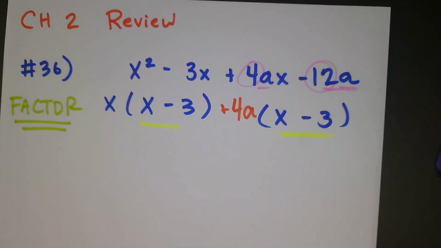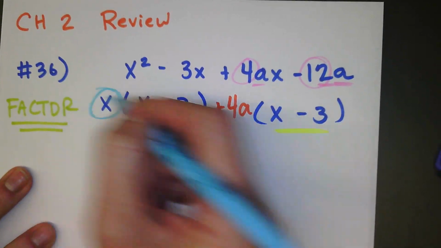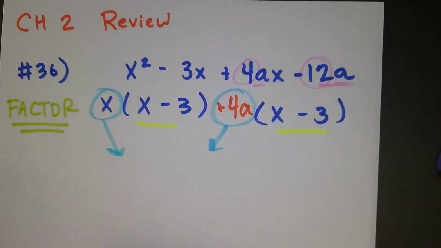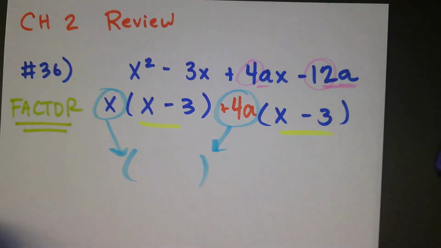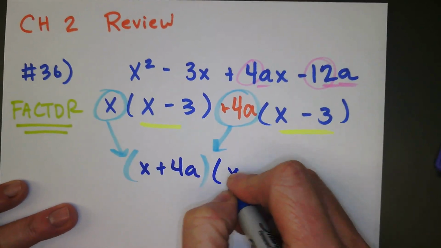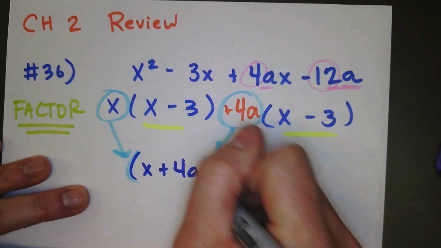Perfect. So the reason it's called grouping is both x and this plus 4a are both being multiplied by the same binomial. So I'm going to group them together in their own binomial. This is x plus 4a times x minus 3. So that is my final answer there. I'll just kind of darken these parentheses.